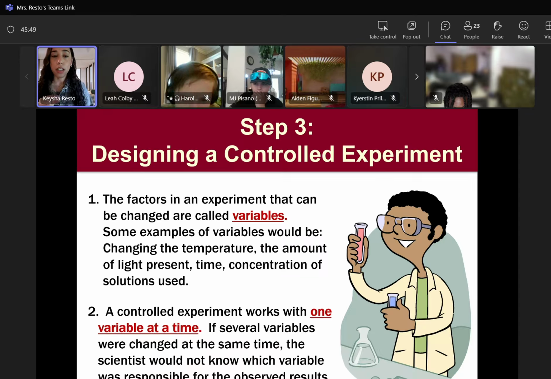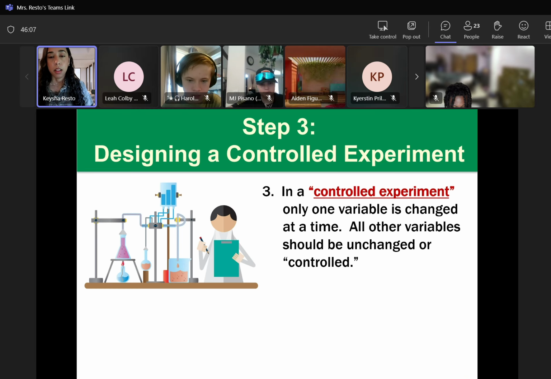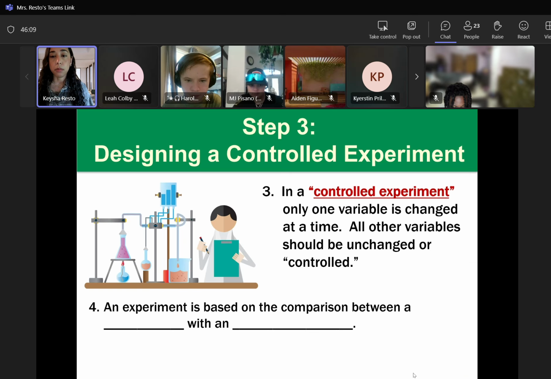So what you're changing in this case is only the type of liquid you're adding to the plant, but you're not changing anything else. You're not changing the amount of sunlight. You're not changing the type of soil. You're not changing the type of plant. So only one variable should change, okay? And we say control experiment because you control all of them, even the one you're changing.